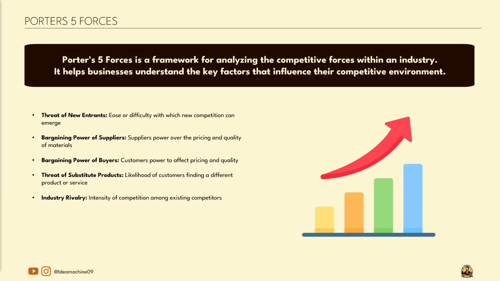The first is threat of new entrants, which means the ease or difficulty with which new competition can emerge in your category. For this, we have an example at the end, so I will explain this with reference to the example as well. Bargaining power of suppliers, which essentially means how much power suppliers hold over the pricing and the quantity of the materials that you sell. Bargaining power of buyers, which is the customer's power to affect pricing and the quality of your product.